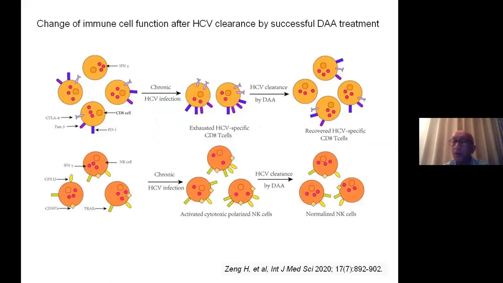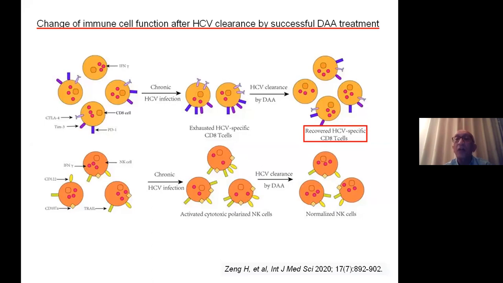elaborate on this more. And you can consider that clearance of the virus by successful direct acting antiviral treatment induces recovery of the HCV-specific CD8 T cells. So this would result in a greater probability of de novo glomerulonephritis and de novo extrahepatic manifestations related to the clearance of the virus. And Professor May has elaborated on the study of Cairo University of de novo cryoglobulinemia and de novo glomerulonephritis occurring after treatment. And this might occur as well after transplantation.